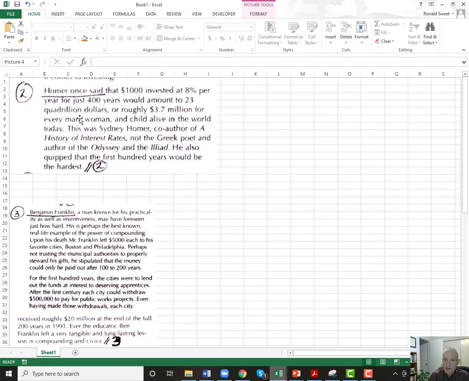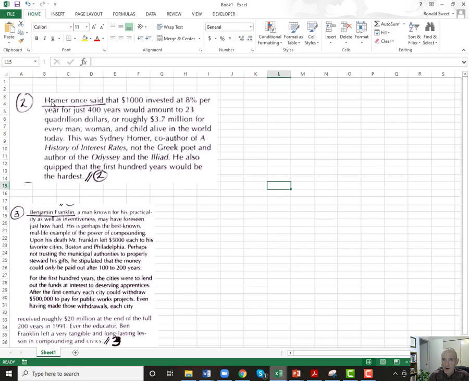So I've got a few of these. This first one, Homer said $1,000 invested at 8% per year for just 400 years would amount to $23 quadrillion, or roughly 3.7 million for every man, woman, and child alive in the world today. This was Sidney Homer, not the author of the Iliad or Homer Simpson. I actually had students go out and calculate this to get the 3.7 million. You'd have to go back and figure out the population of the world back in 2004 when he wrote this.